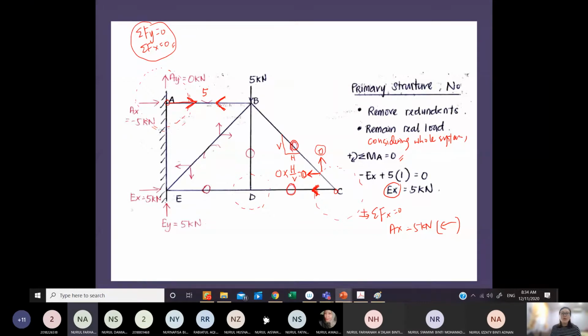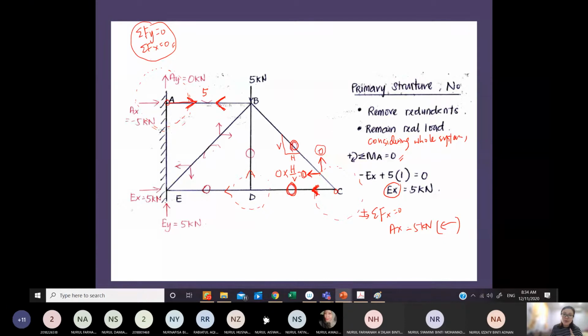Normally we will only solve for one unknown force. But now this has been solved. Remember, this DC has been solved. We already know. So here at D, we will have one unknown for vertical and one unknown for horizontal.